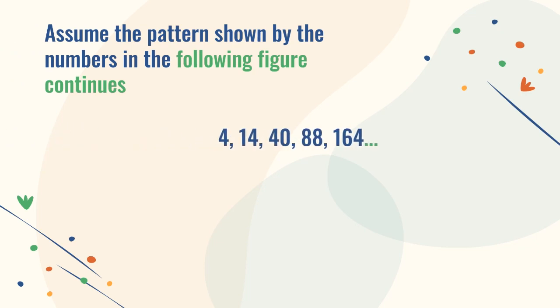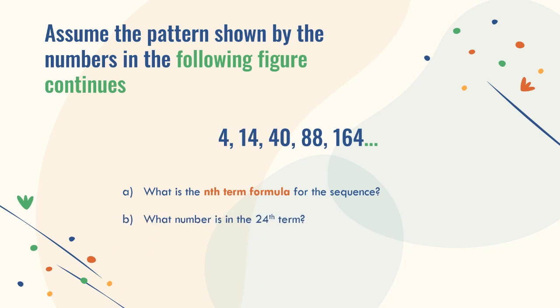Assume the pattern shown by the numbers in the following figure continues. A. What is the nth term formula for the sequence? B. What number is the 24th term? C. What number is the 100th term?